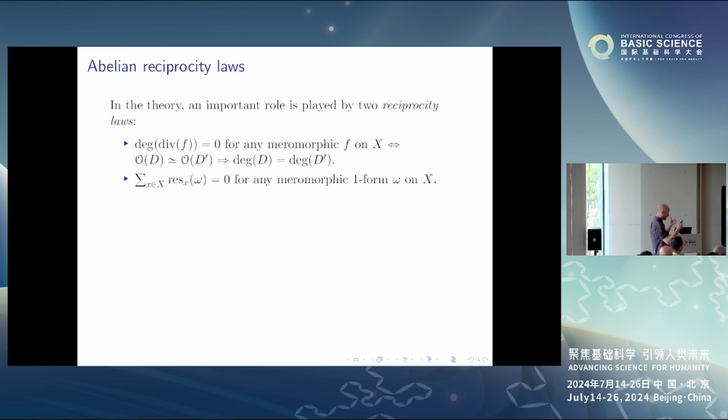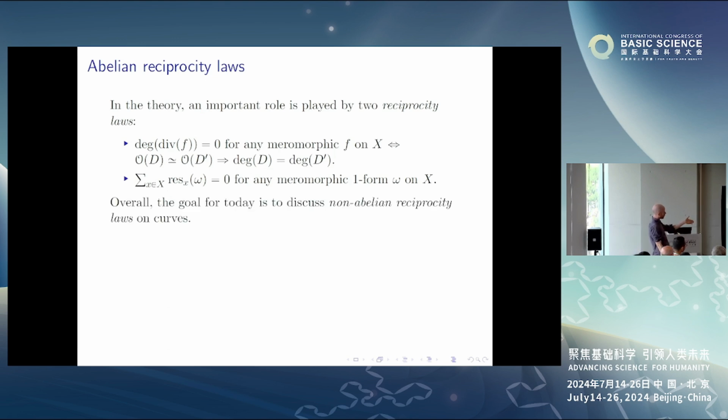So these are called reciprocity laws because you have this sort of local information. It just happens around points, like the residue or the degree of the divisor. That's something which happens just right near some point x. But then when you're on this projective curve, the values you obtain at the different points sort of conspire to give you something like 0. So this kind of conspiracy is called a reciprocity law in the subject.